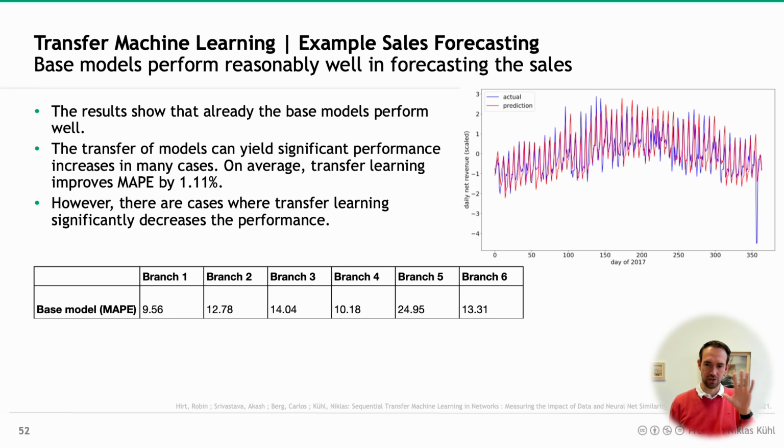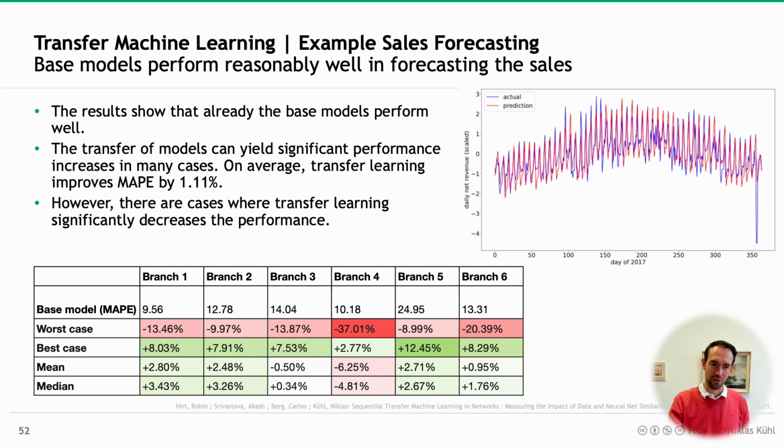On average, so transferring all the models here and there, transfer learning improves the mean average percentage error. However, there are also cases where transfer learning significantly decreases the performance. So we can see here the base model in MAPE, and now we can have a look at the worst cases of transferring model, like this one over here for branch 4, but also the best case. And you can see that for the best cases, obviously we did very well, right? If you look at the mean and the median, you can also see that on average it worked well. There is an issue, however, with branch 4.